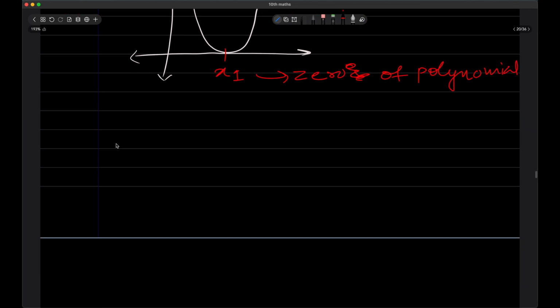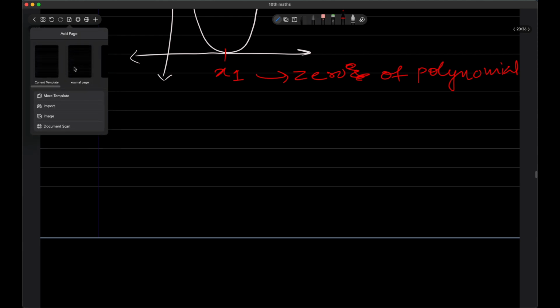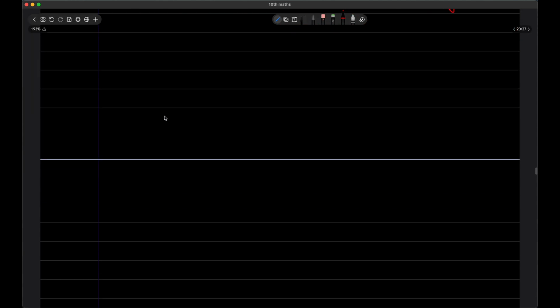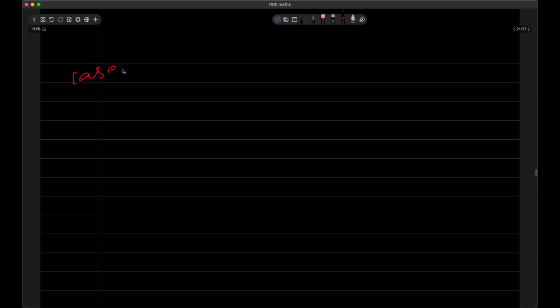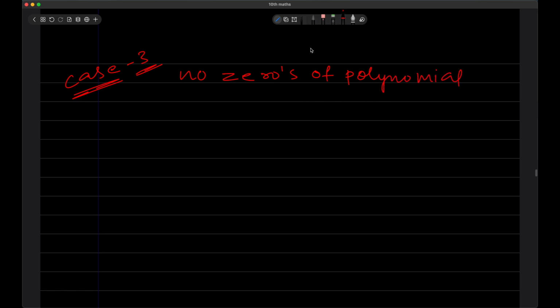In the third case, case 3, there are no zeros of the polynomial. That means the curve does not intersect the x-axis, it is either above or below the x-axis.